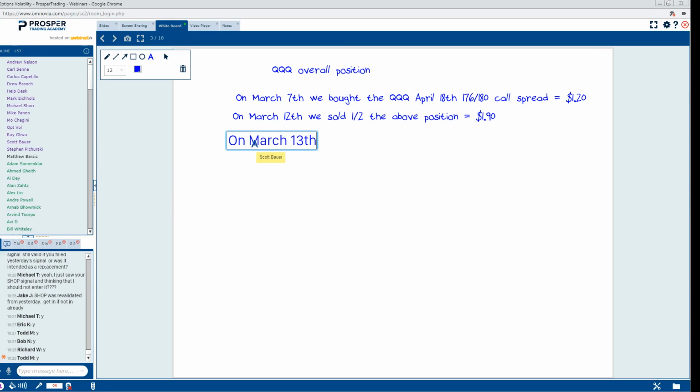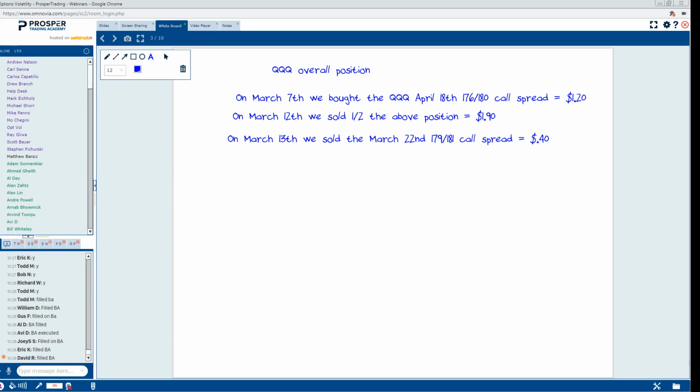On March 13th, we sold the March 22nd 179/181 call spread, and we collected 40 cents. I just got my notification also, guys. All right, I'll get that on the board here shortly.